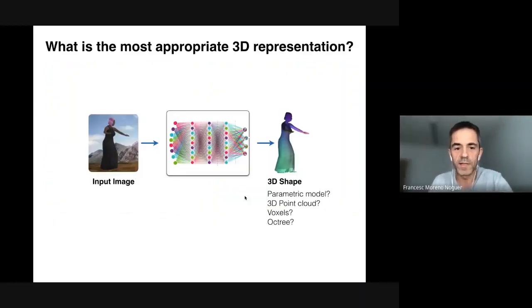So now that we have the data set, I'm going to present the problem that we want to solve. Given the input image, we want to train a network that is able to estimate the 3D shape of the person and the clothes, right? But here, again, the first problem that we encounter is what is the best way to represent the shape? Should we use a parametric model, a 3D point cloud, voxels, octree? This is still an open problem, so it's not very clear what is the best way to represent the shape in order to train a network.